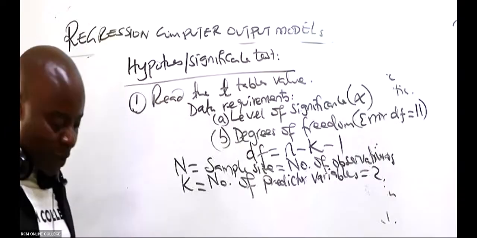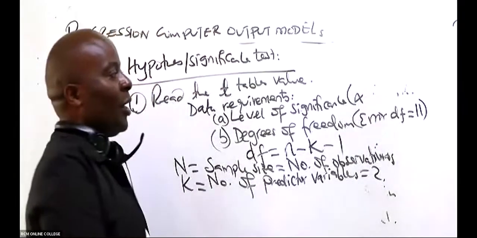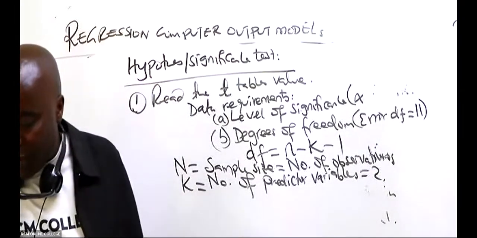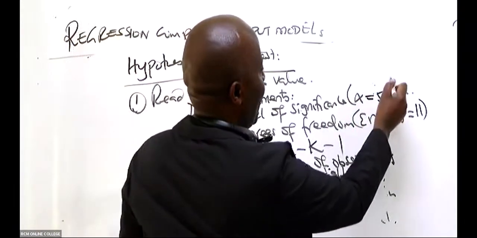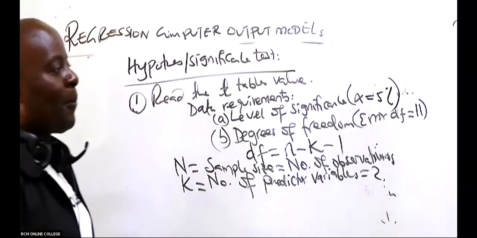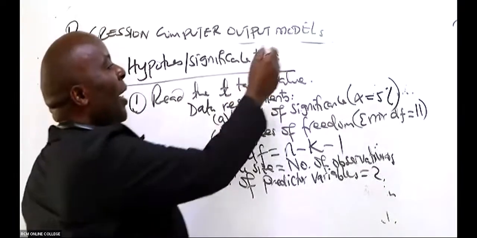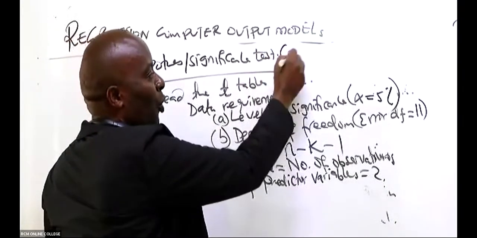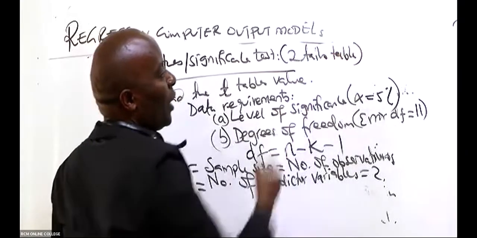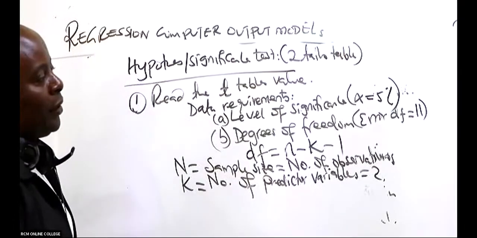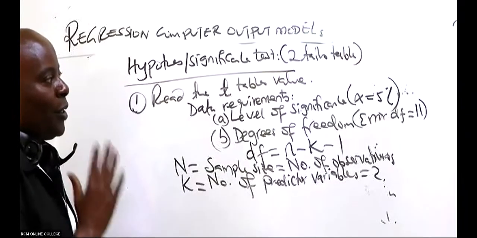Remember, the level of significance, this alpha, they have given me as a percentage. They have told me the significance level is 5%. The other thing you're supposed to know is that for our significance test here, for the T, we always use what we call the two tails table. We shall always use the two tails table.